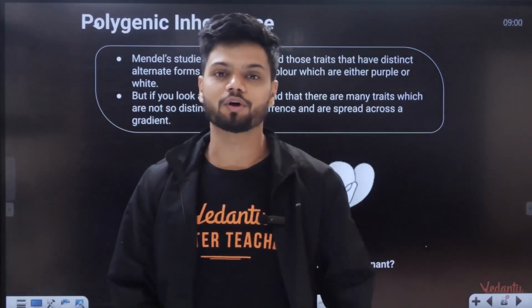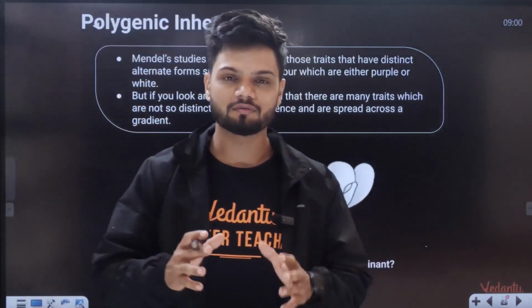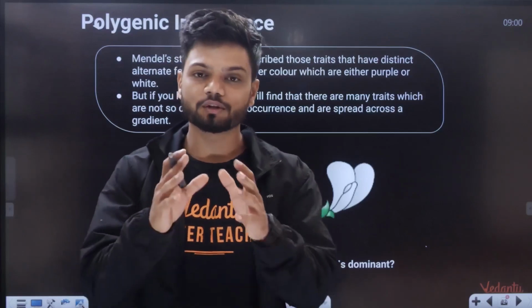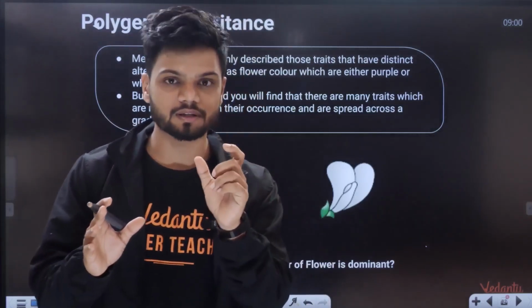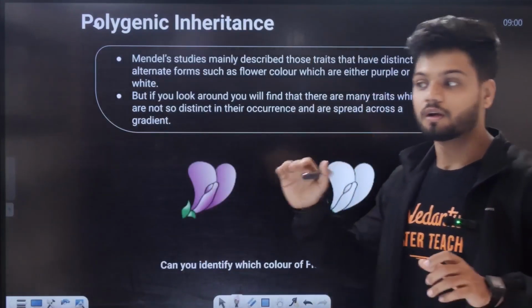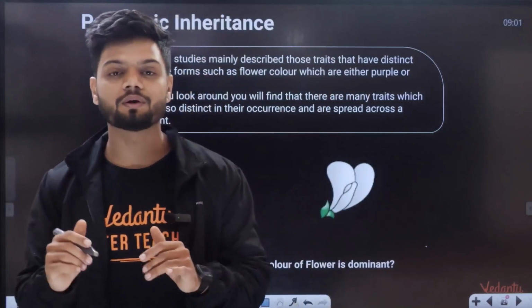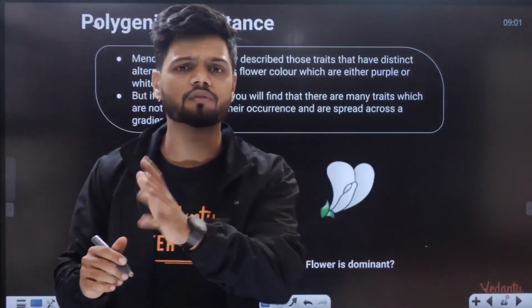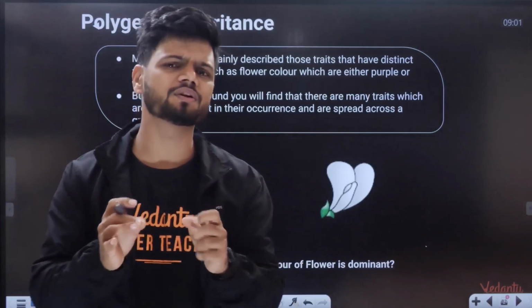Now we'll start with something called polygenetic inheritance. See, in Mendelian genetics, we have been learning till now that there are two opposing contrasts. In Mendel's work, every single time, there was a violet flower or white flower. The stem height was tall plant or dwarf plant. The seed shape was round or wrinkled. Nothing in the middle. But do you see that in your real life?